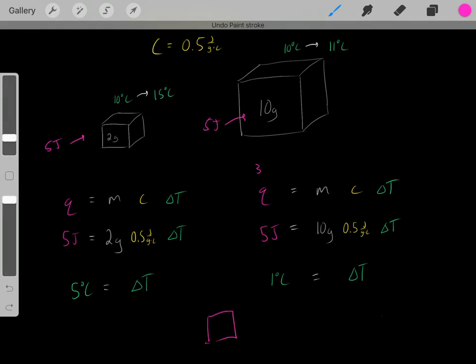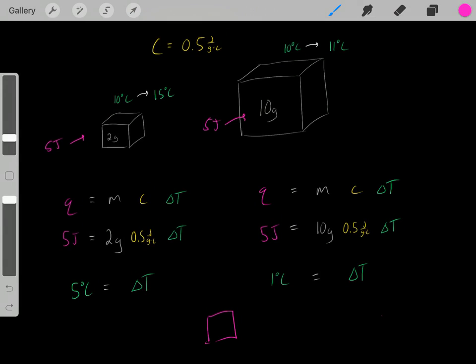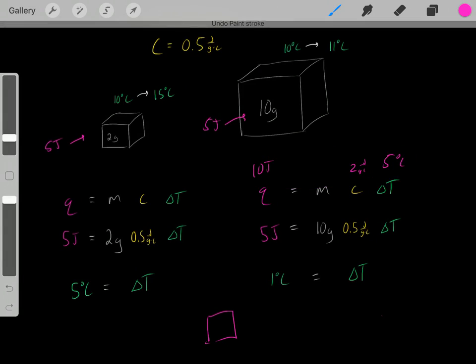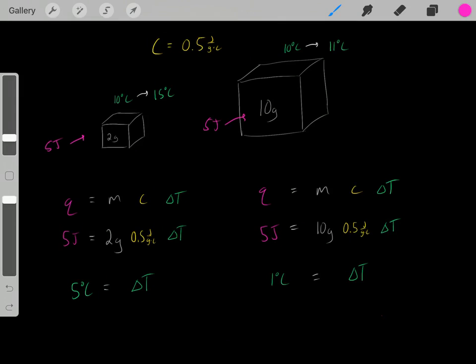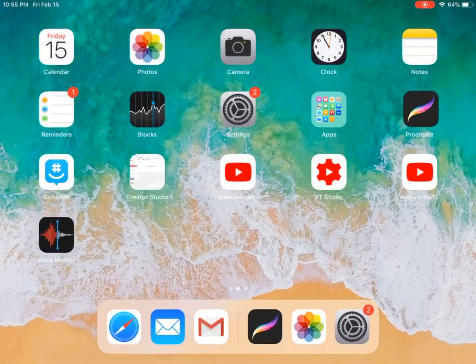But now, let's say we have a different object, and we add 10 joules of heat. Let's say its specific heat capacity was 2 joules per gram Celsius, and its temperature increased by 5 degrees Celsius. Under these conditions, we could solve what the mass of the object must have been. So it's just some simple algebra. It's a pretty straightforward formula, and that's the way this formula works. That's the way specific heat capacities work.